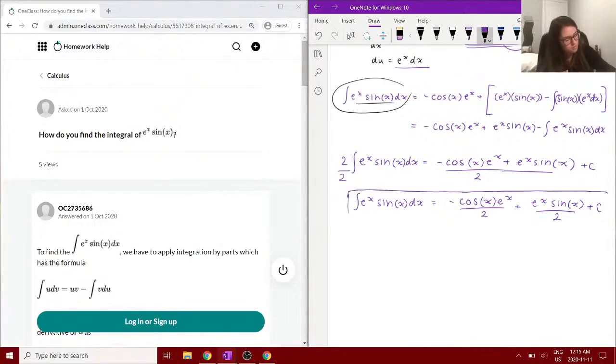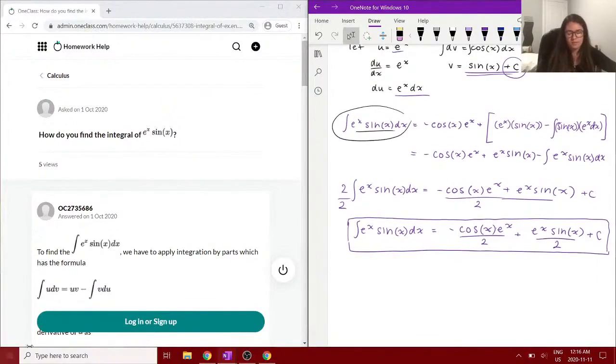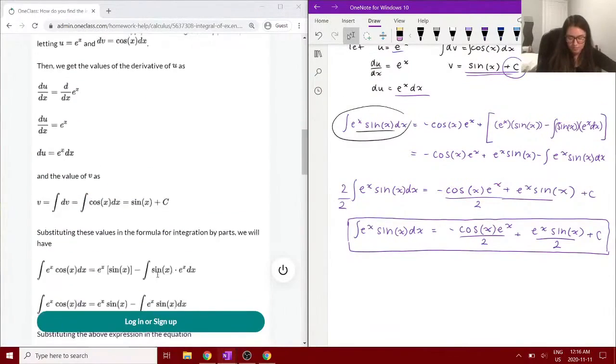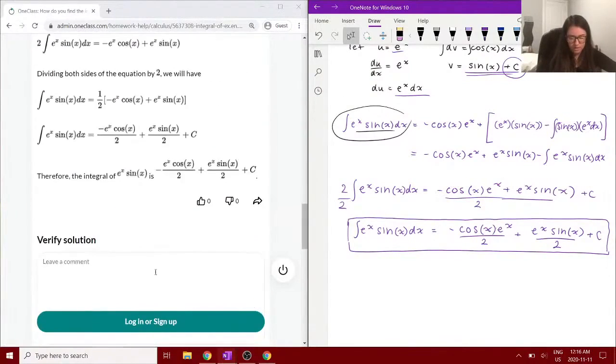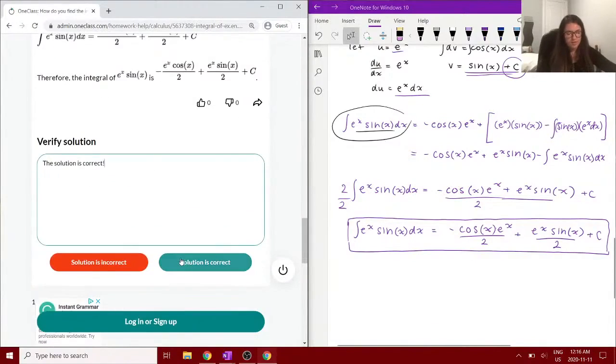So, might be kind of an unexpected way to get to this answer, but that's how you do it. So that's how we found the integral of that equation. So these are the answers. Just going to put this solution is correct, and we can compare to see that it's the same thing. I just have the cos and the exponential swapped, right? All right, that's it.